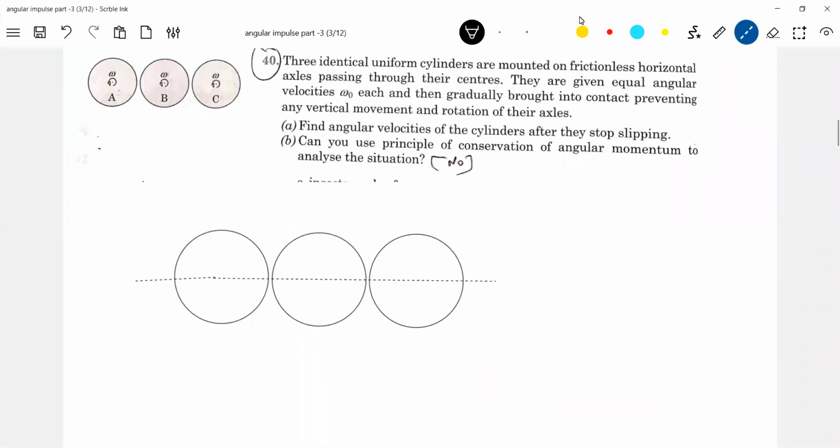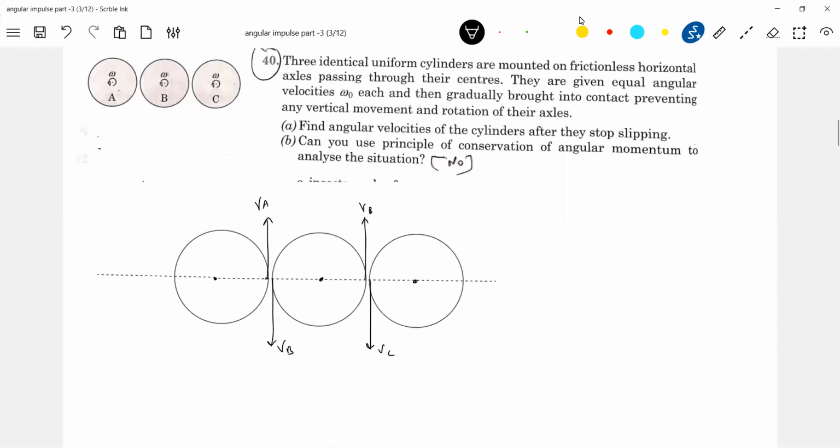This axis, no? So just for our consideration, these are the centers about which the axis will pass through. Now, what will happen here? This has velocity VA like this, and what about the velocity of this? VB, and the velocity of this VB, and this is VC. Velocity of these points we are taking.